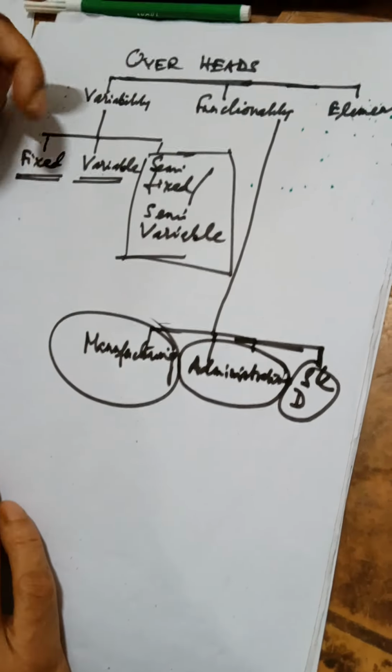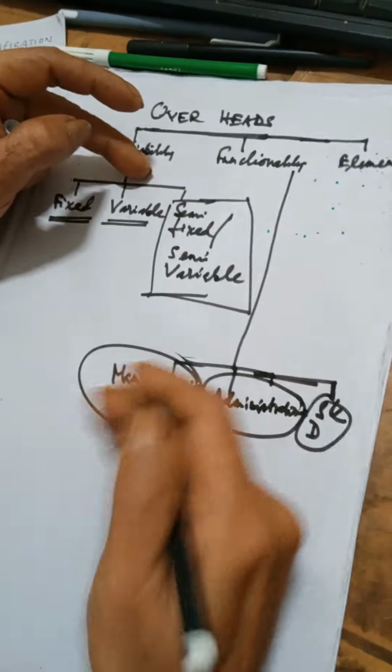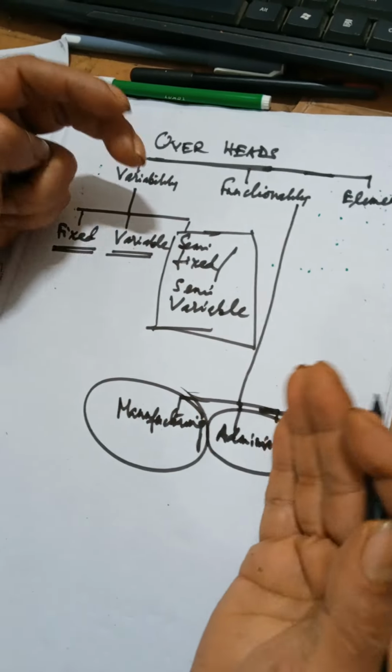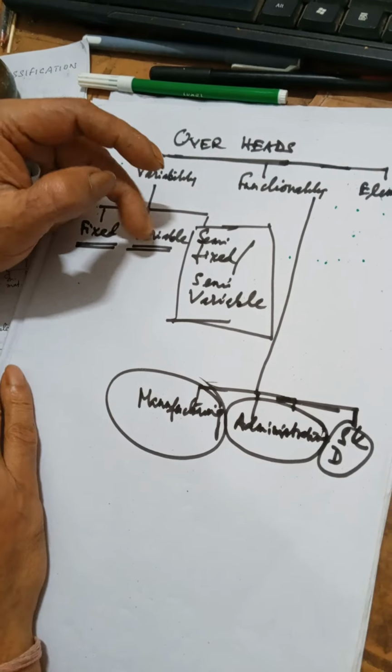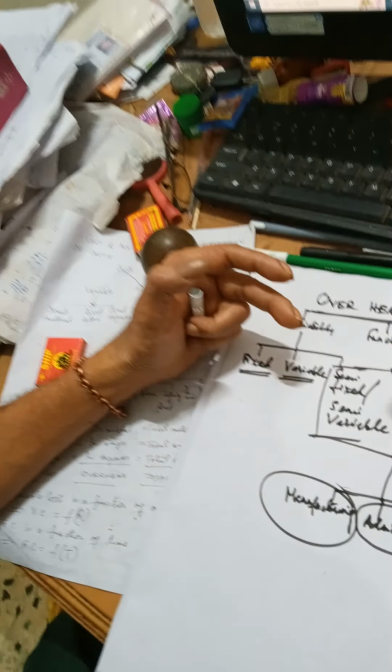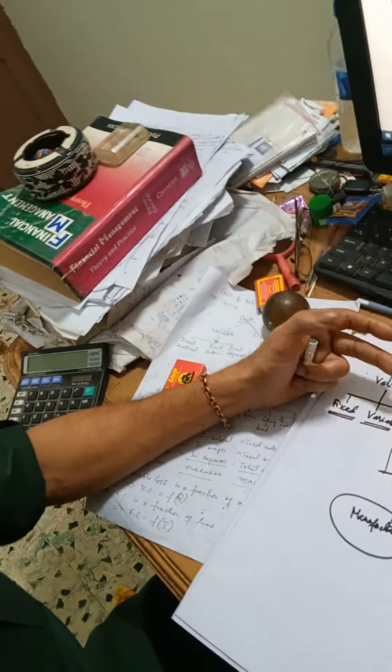So the overheads that are incurred for manufacturing, that is the overheads incurred within the factory, are called manufacturing overhead. Examples of manufacturing overheads are factory rent, factory electricity, factory power and fuel, wages of the workers, wages of the factory manager, etc. All these expenses are incurred in the factory itself.